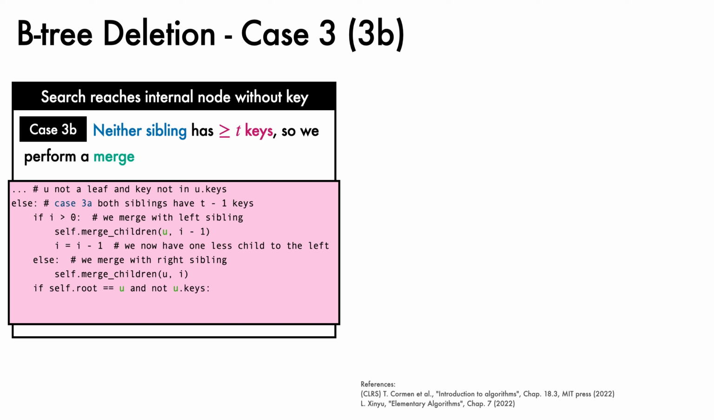In either case, if u was the root and has become empty, we update the B-tree root to point to u's only child, decreasing the tree height. Finally, we call delete recursively on the ith child.